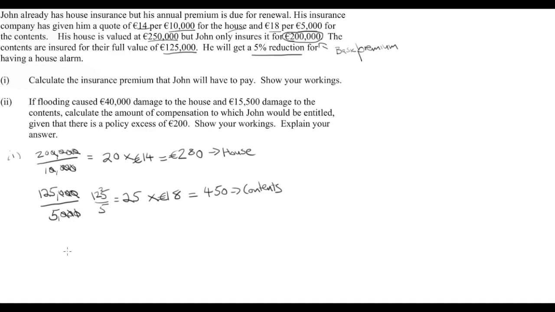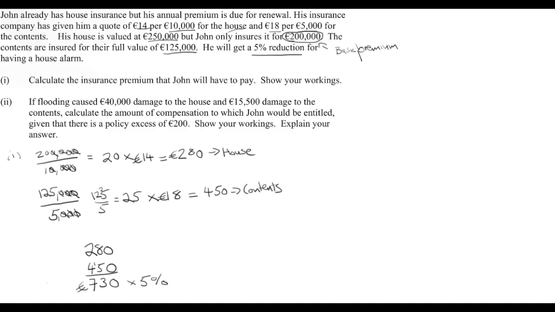So down here I'm going to add the house insurance, which is 280, and I'm going to add the contents insurance, which is 450. If we add those together, 8 plus 5 is 13, and that is 730 euros. Now we're not finished yet, because he will get a discount of 5% for having a house alarm. So the 730 euros, we multiply that by 5%.